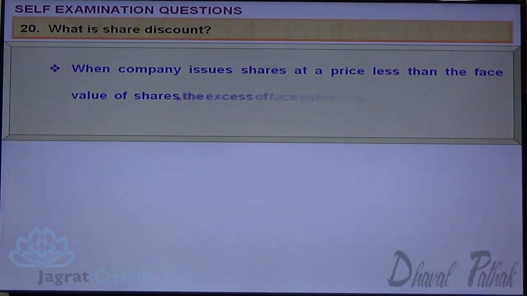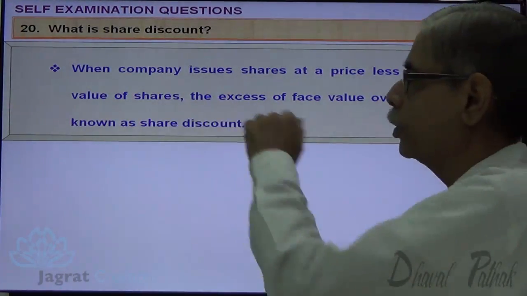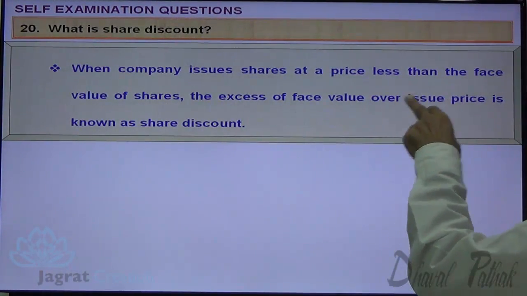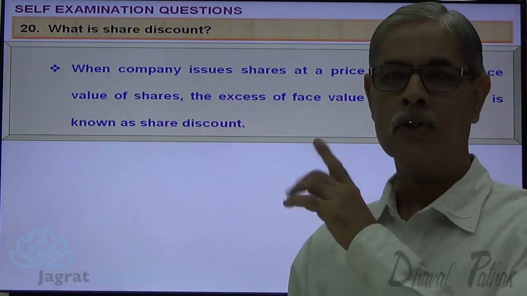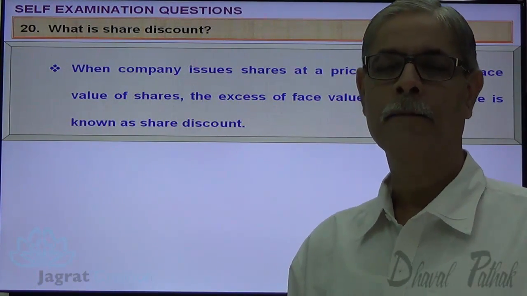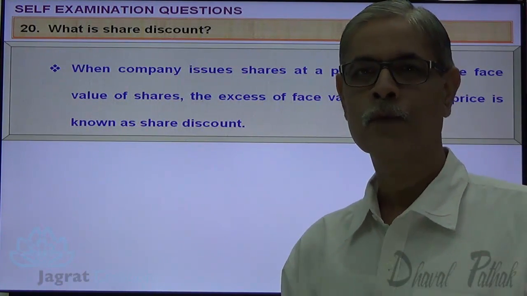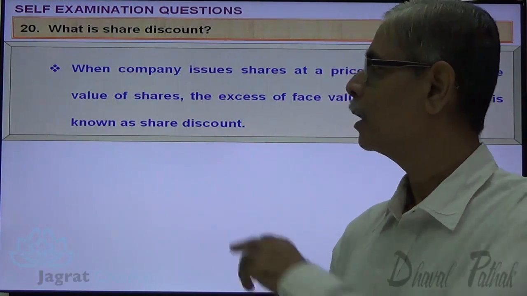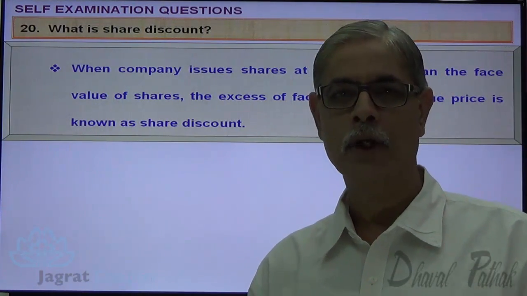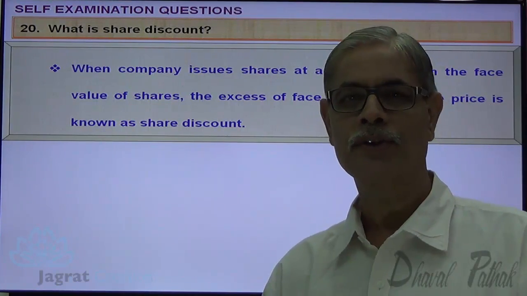What is share discount? When a company issues shares at a price less than the face value of shares, the excess of face value over the issue price is known as share discount. So discount is a concession granted to all shareholders uniformly at the time of issue of shares, and you know about discount also very well because you have just referred to the theory section.